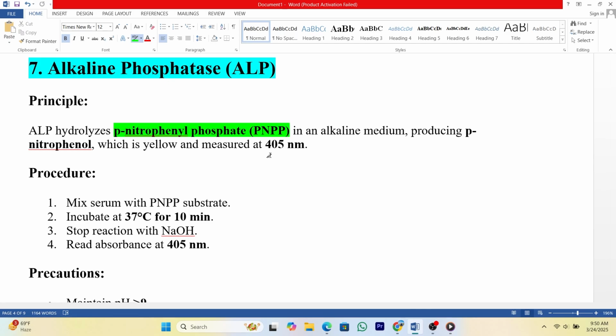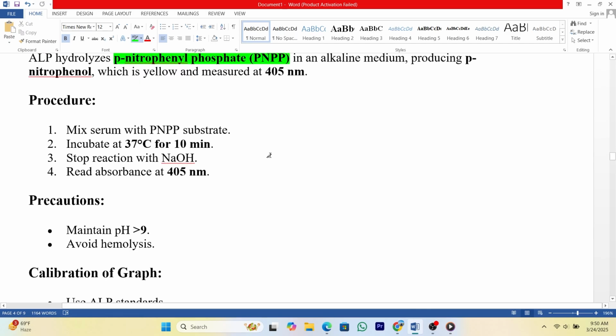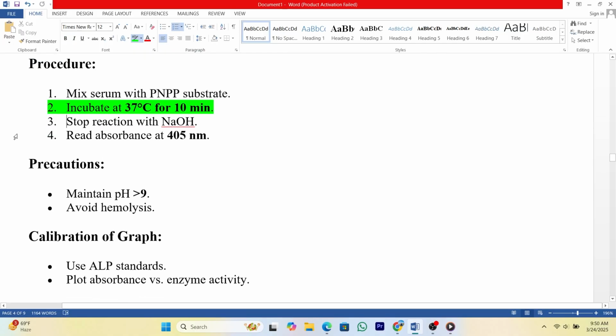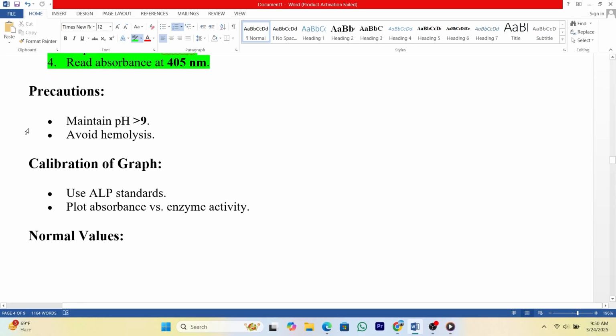Procedure. 1. Mix serum with PNPP substrate. 2. Incubate at 37 degrees Celsius for 10 minutes. 3. Stop reaction with NaOH. 4. Read absorbance at 405 nm. Precautions. Maintain pH greater than 9. Avoid hemolysis.